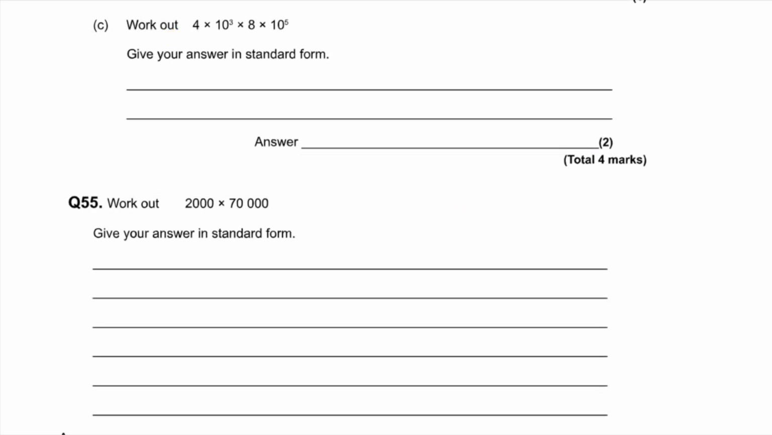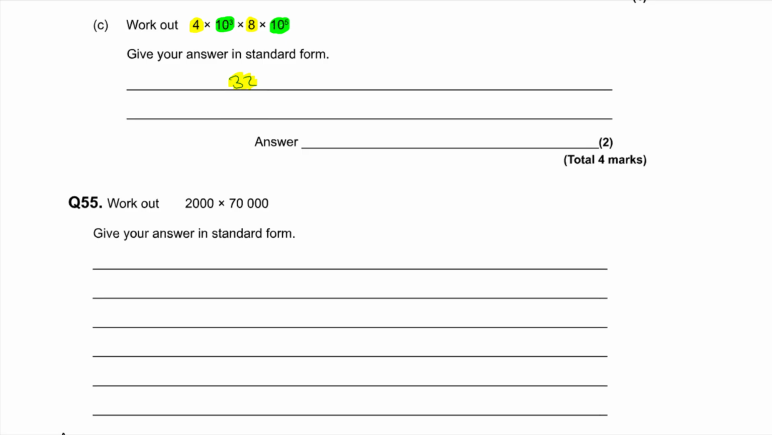Part C says work out 4 times 10 to the 3 times 8 times 10 to the 5. So I've got two numbers in standard form multiplied together. Now when this happens, the easiest thing to do is to multiply like with like. So multiply your mantissas together, multiply your exponents together. So 4 times 8, what's that? 4 8s are 32, isn't it? So I'm going to multiply those two together first, give me 32.